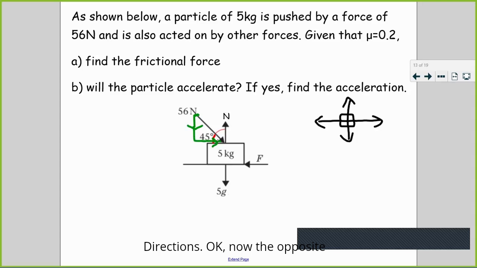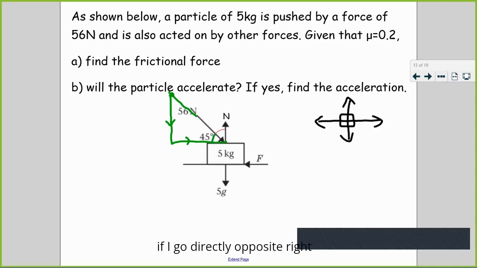Okay. Now the opposite is sine. Let's make a bigger one so it's easier to visualize it. Right, so we are starting here and going down to the bottom. So we will go down and then right. Now, this is your force, and the angle is 45. Right, opposite is your sine.